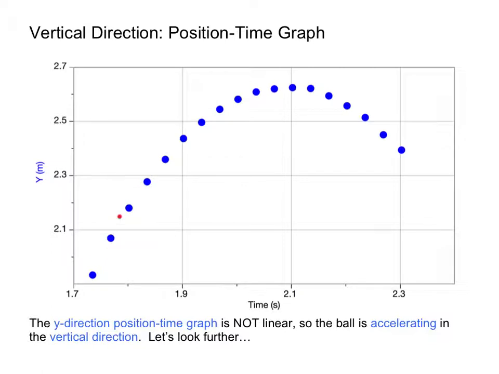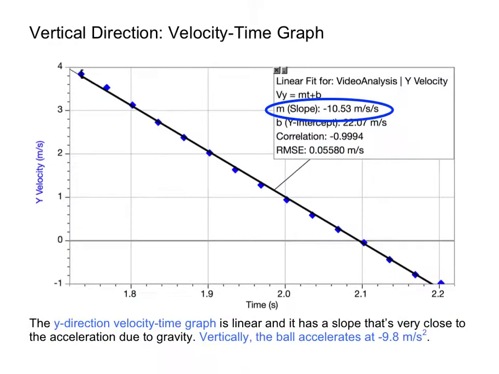By the shape of the graph, we can also tell that it's clearly not a straight line. And typically when we see curved position graphs, that will tell us that an object is accelerating. So what we know from this position time graph is that in the y direction, it's not linear, therefore it's accelerating vertically. Now the other graph that I'm going to take a look at is in the vertical direction, but this time it's a velocity time graph.